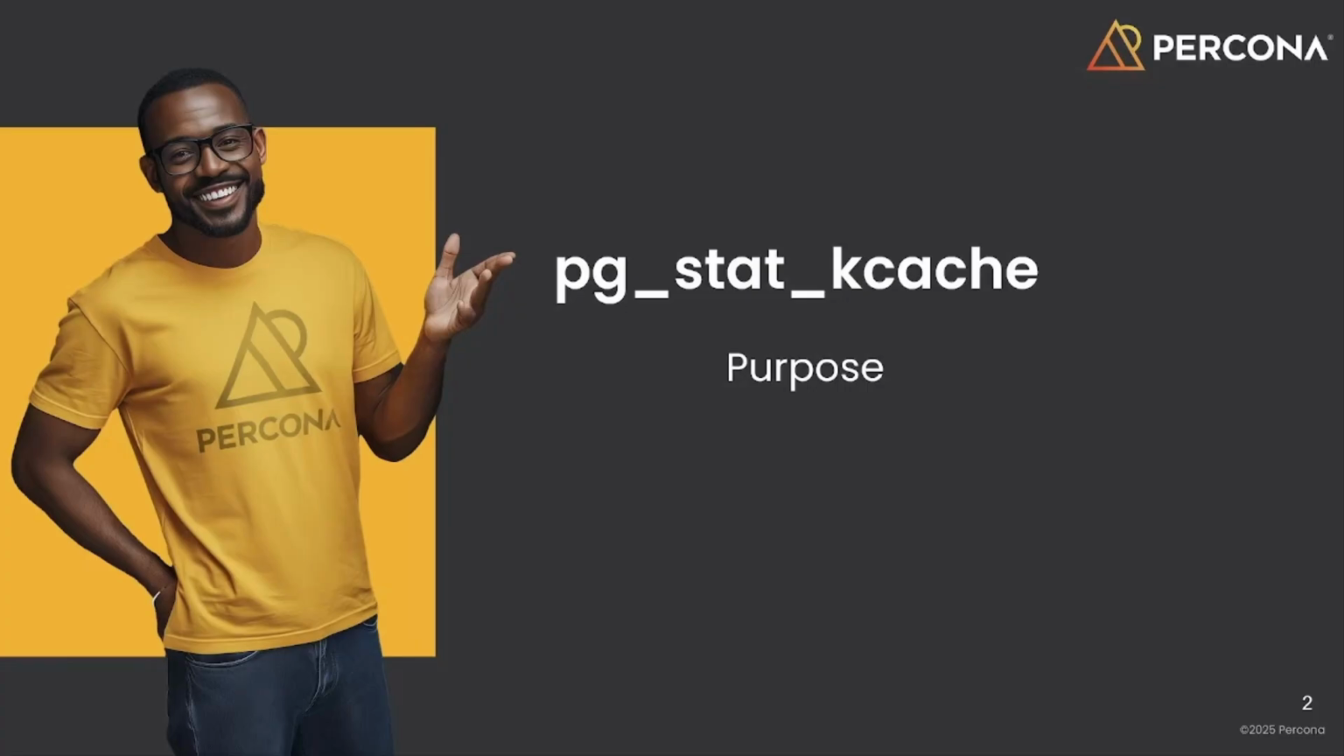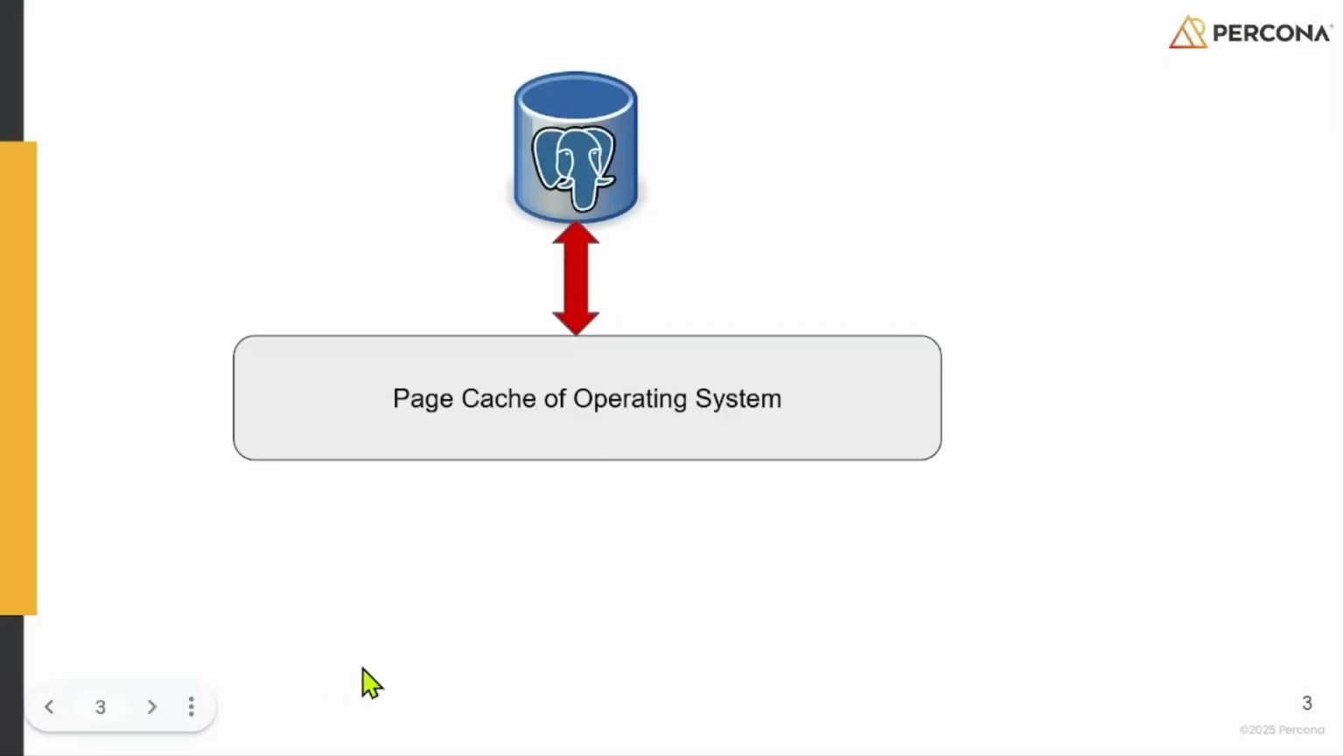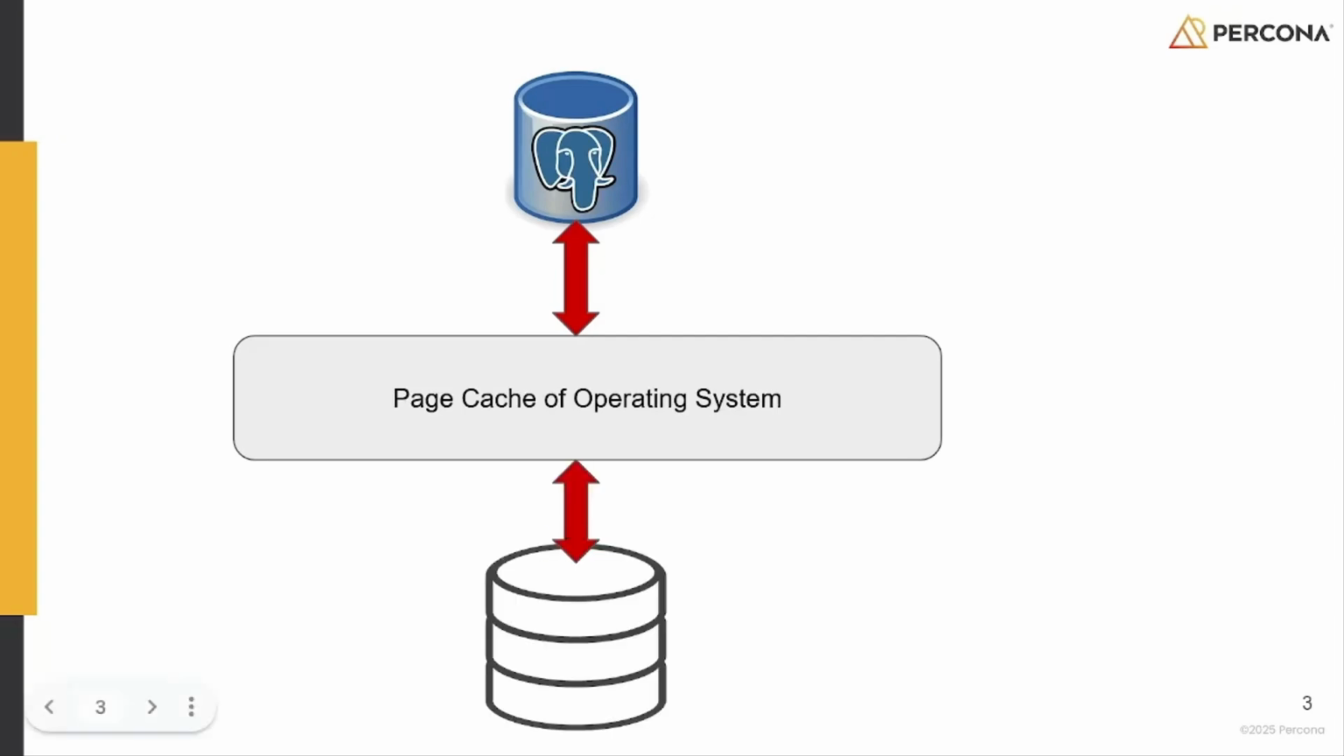Let us understand the purpose of pg_stat_kcache. Postgres does reads and writes to the operating system, and a good percentage of the IO requests will be served from the operating system cache. It may not be going all the way to the disk. If the IO request is satisfied by the operating system page cache, it will be really fast. But if the IO request has to go all the way to the disk, the storage, it is going to be slow. So we need to understand what percentage of IO requests is going to the disk and which SQL statement is causing more real IO operations. This is where this extension helps.